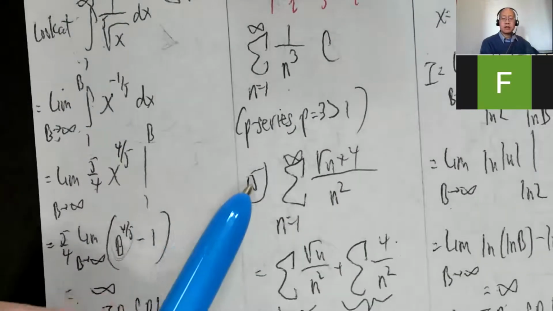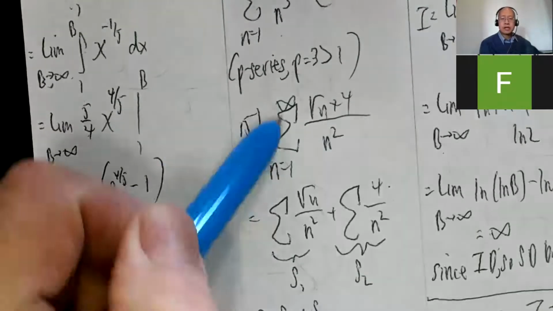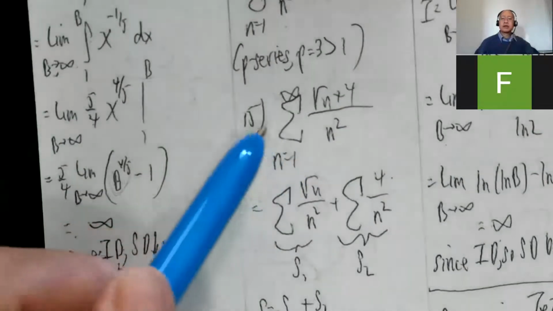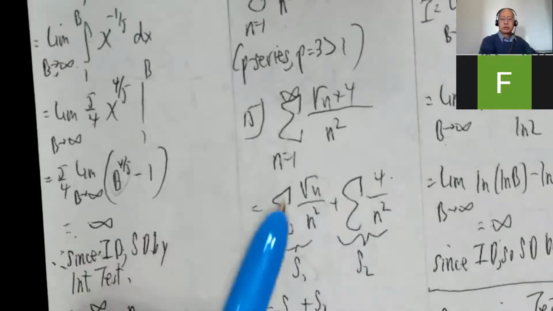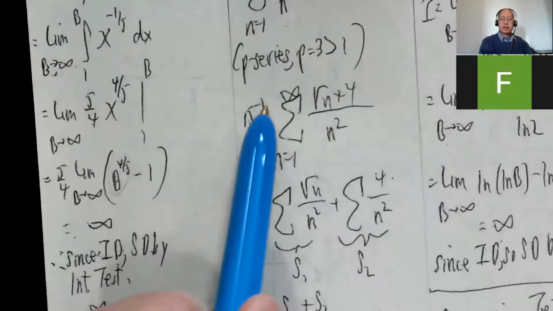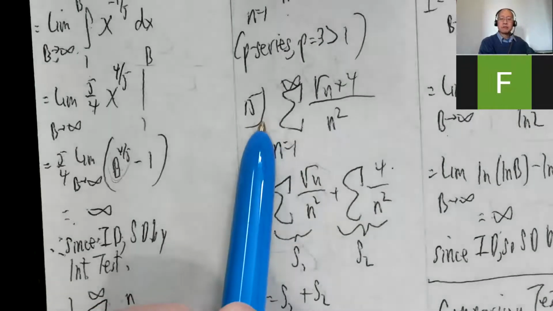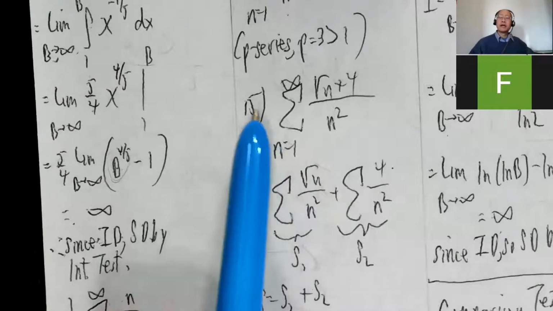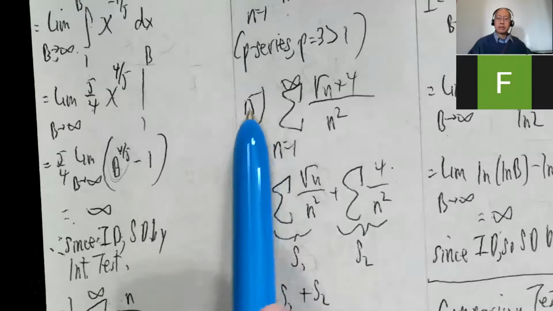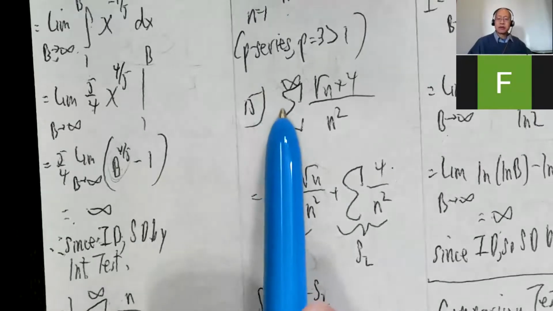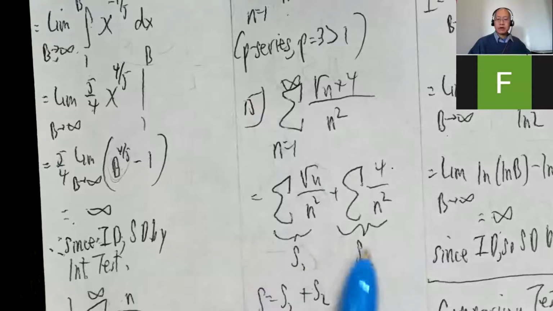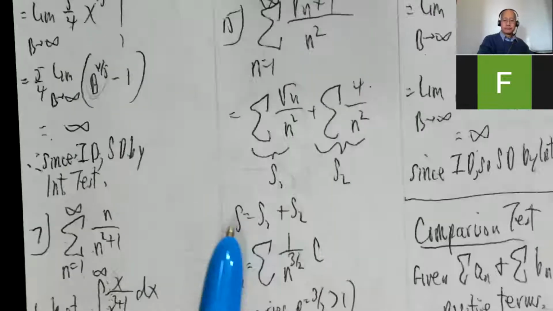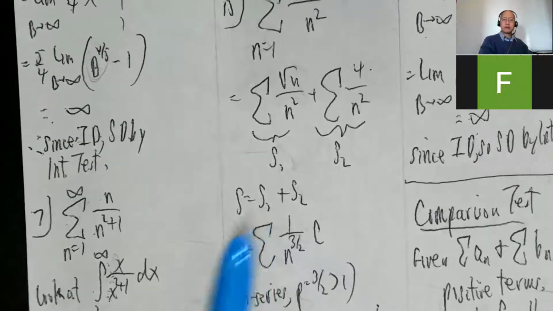Okay, 15. Summation of radical n plus 4 over n squared. Here's a case where you want to split it into 2. So break it up into S1 and S2. This is capital S for the sum, just like before when we were doing integrals, right? I had capital I and then I1 and I2 for integrals within the same problem. So S is my standard for the original series, and I have an S1, S2. So break it up into radical n over n squared plus 4 over n squared. So S is S1 plus S2.